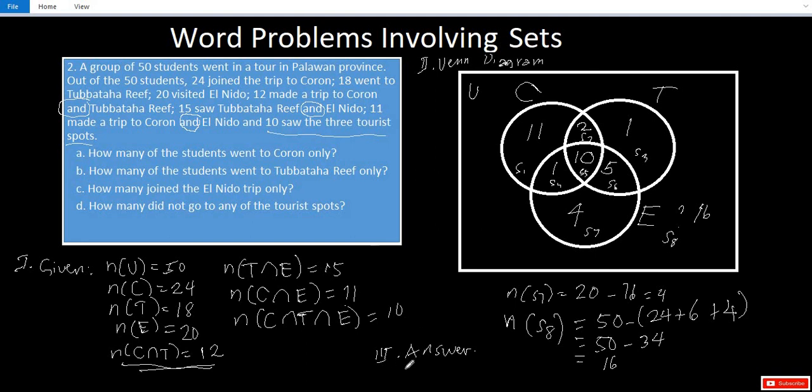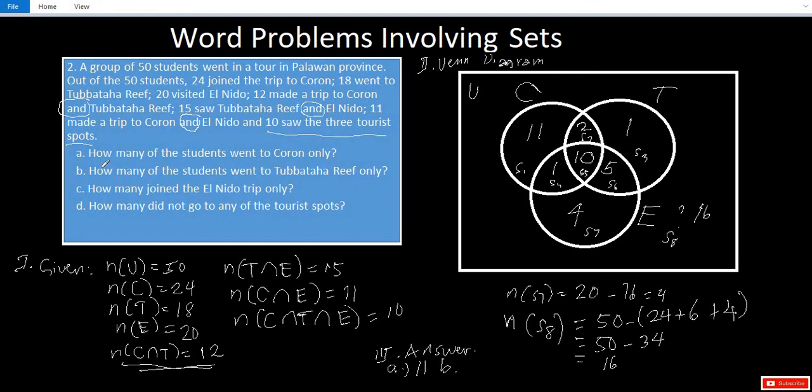Okay, so let's go to part 3. We can now answer the questions in the given problem because we are done already populating our Venn diagram. We are just going to get our answer here from the accomplished Venn diagram. So first question, how many of the students went to Coron only? So what region in the Venn diagram is Coron only? So we have here S sub 1, 11. So the answer in question letter A is 11.